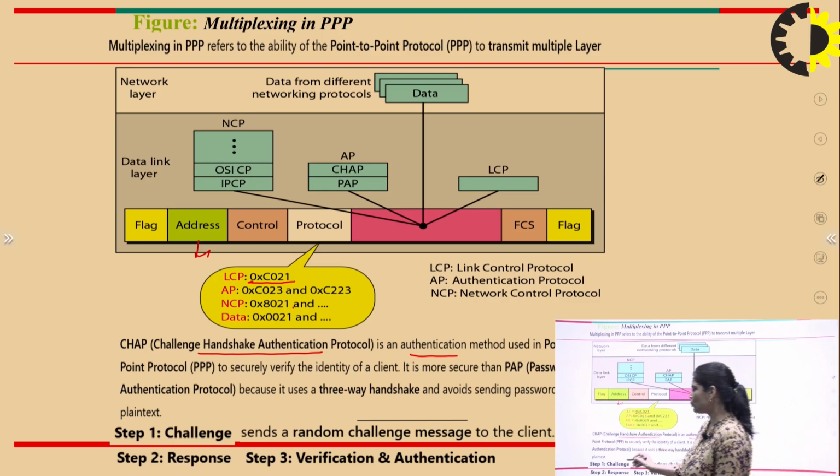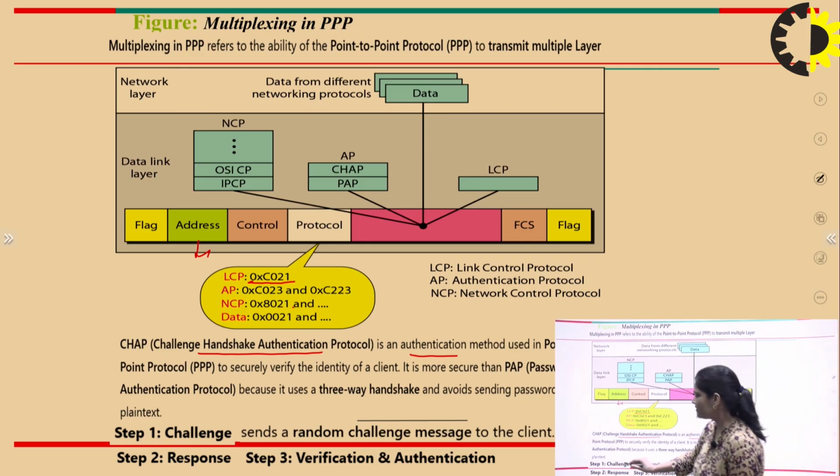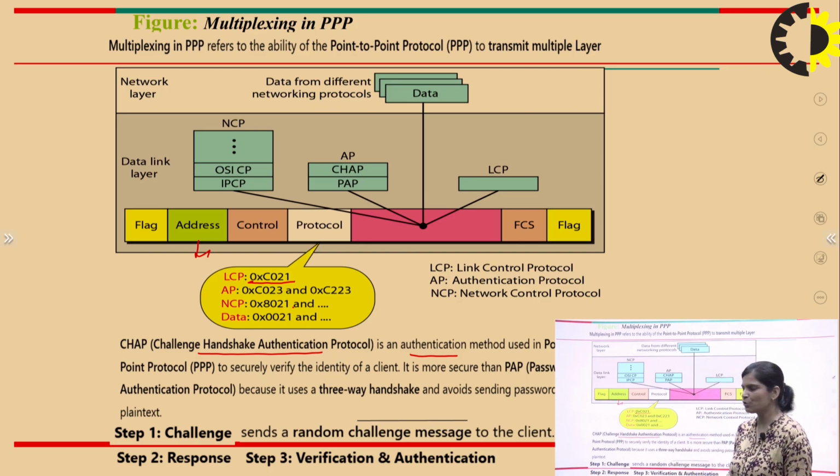There are three steps in the Challenge Handshake Authentication Protocol: challenge, response, and verification and authentication. First is the challenge: we have to send a random challenge message to the client. Second is the response, and the third is verification and authentication of that message.